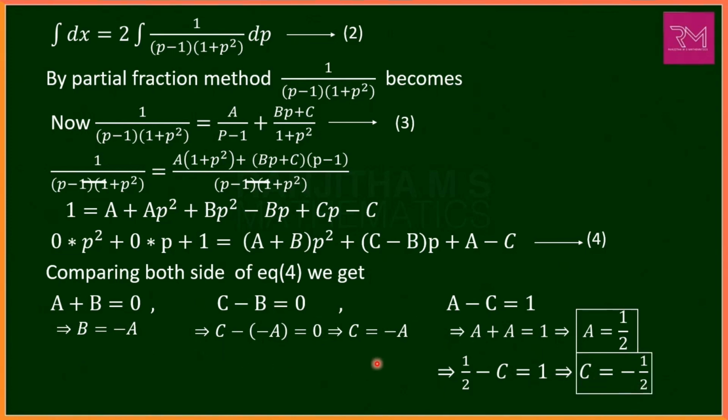Here we are doing this procedure to obtain the values of a, b, c. We obtained the value of a as 1 by 2 and the c value as minus 1 by 2. Remaining is we have to find the value of b.